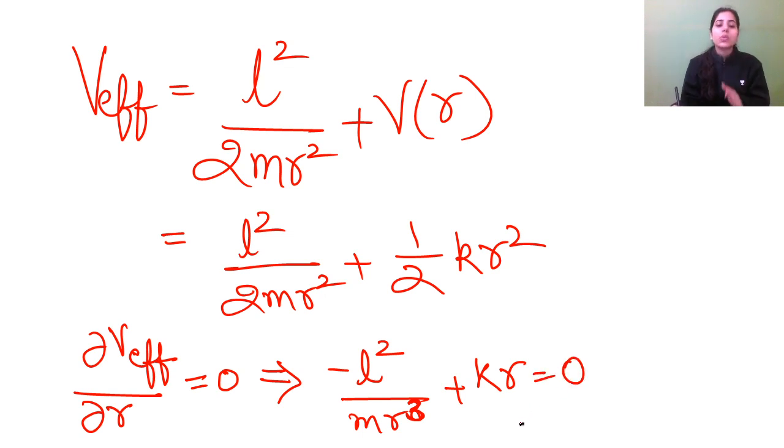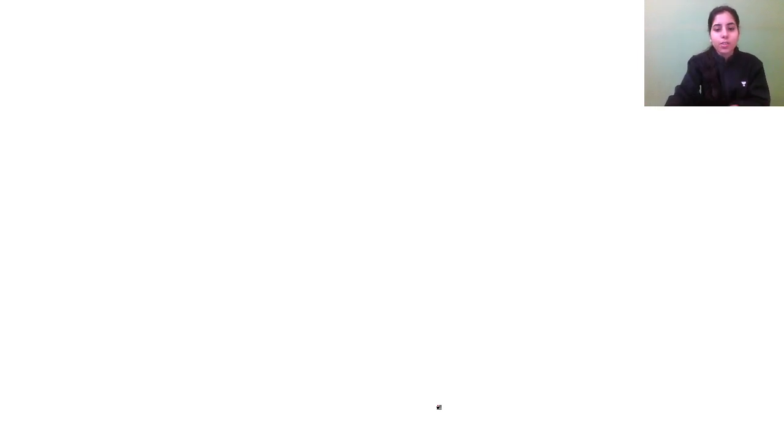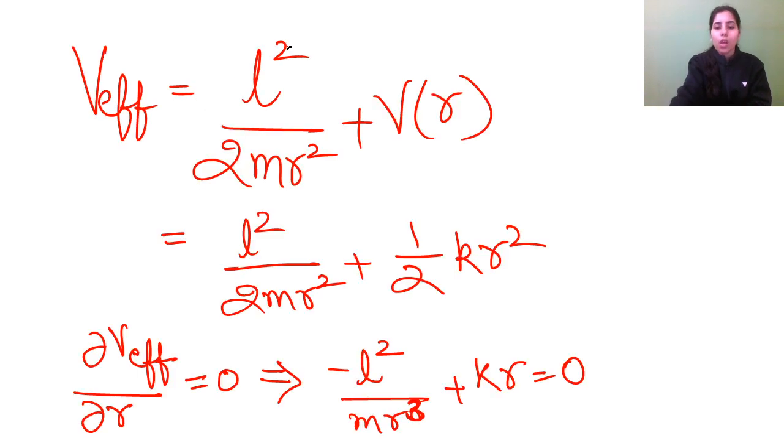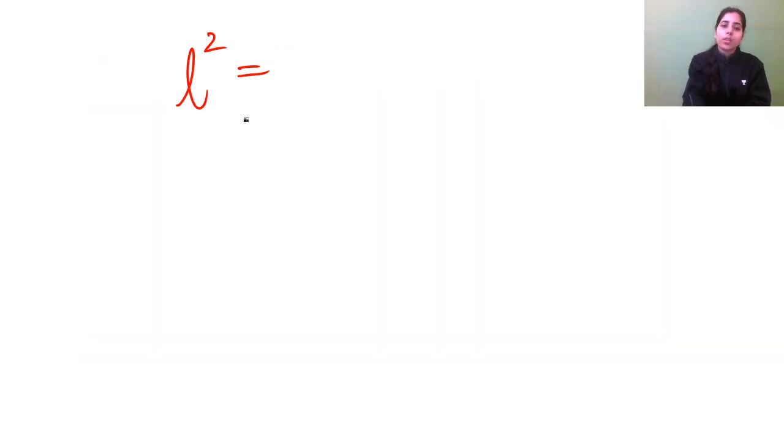After this, what will happen? After simplification, you will get from here L square. Let's do the complete simplification for this. So it will become m k r to the power 4, where k is a constant, m is a constant.